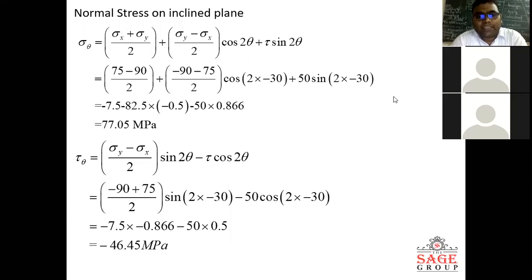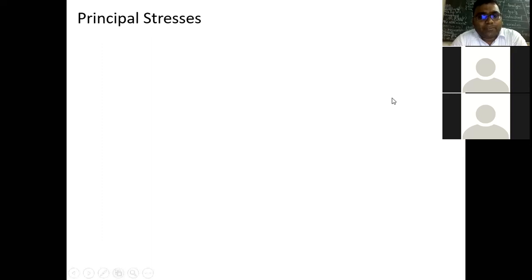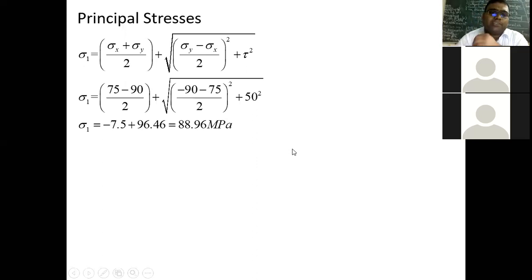Next slide: principal stress. We have to calculate the principal stresses here. You already know the formula for principal stress: sigma 1 is equal to sigma x plus sigma y by 2, plus under root of sigma y minus sigma x by 2 whole squared plus tau squared. You just put all the respective values here.